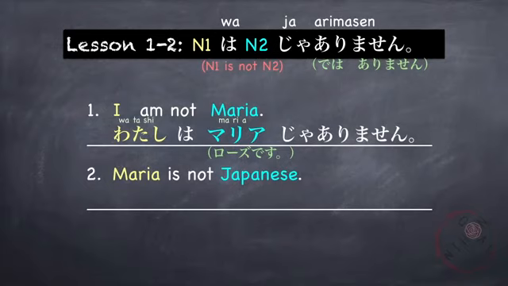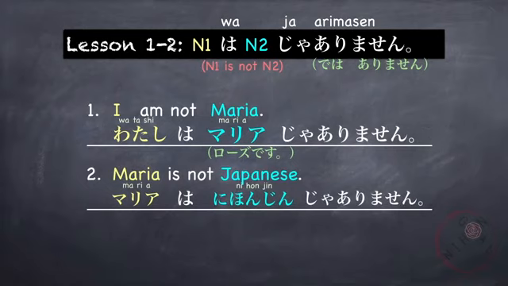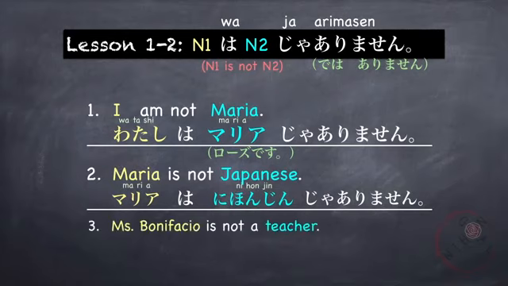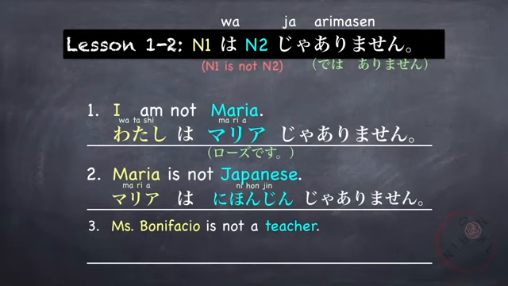Another example, Maria is not Japanese. Japanese is Nihonjin. And then followed by ja arimasen, is not. Maria wa Nihonjin ja arimasen. Maria is not Japanese. Another example, Miss Bonifacio is not a teacher.